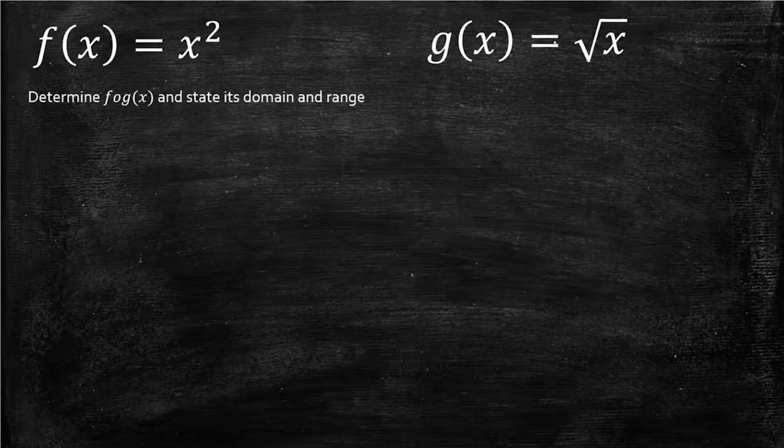Let's change g of x slightly now. And let's say g of x is the square root of x. And this is an important question because it highlights why we need to define the domain and range and make sure that they match each other. So determine f of g of x.